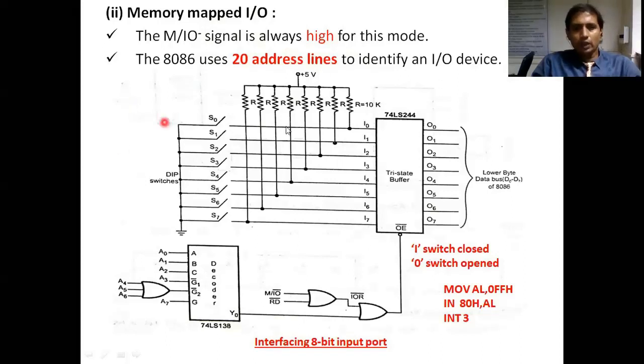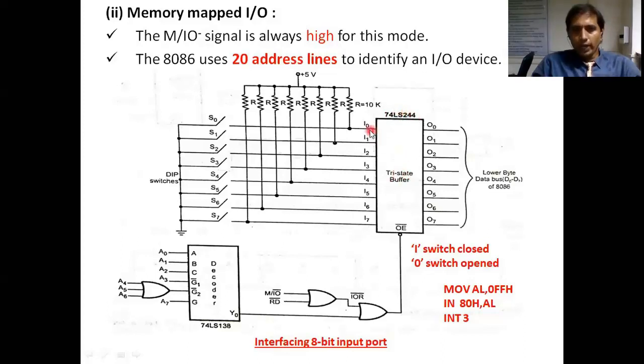Coming to here, let us see how the 8086 is interfaced with an 8-bit input port. The title here is interfacing 8086 with 8-bit input port. Assume this is our 8086. Now I am using a buffer, which acts like an input port. What is the IC number for the buffer? 74LS244 is the IC number. It is readily available in the market also.